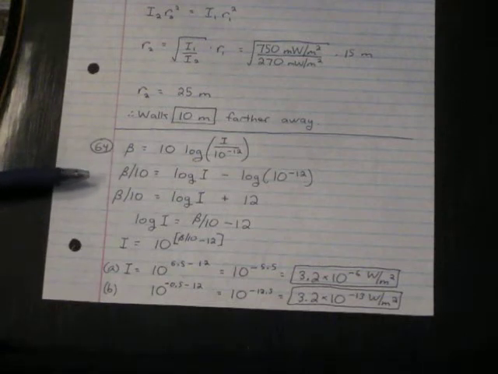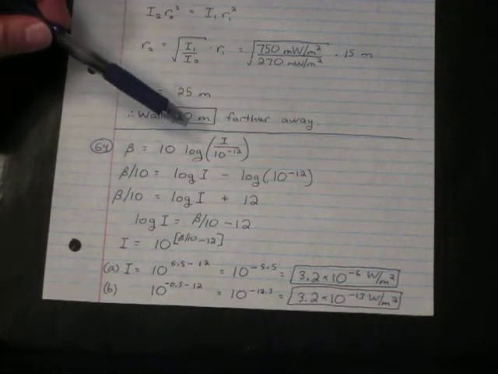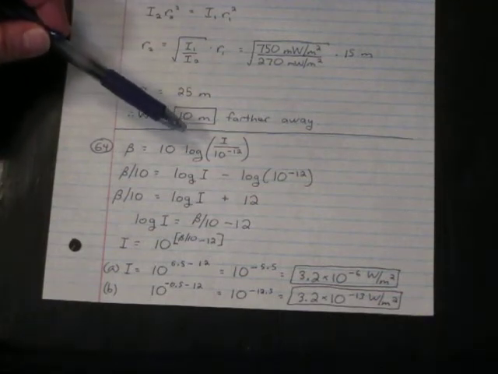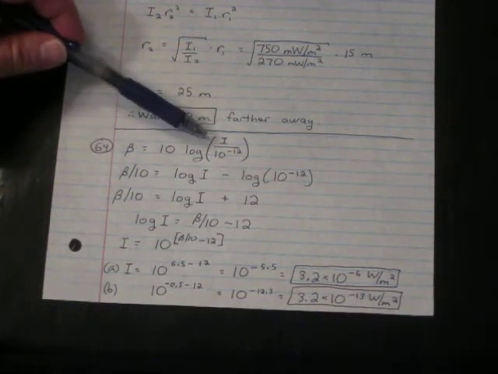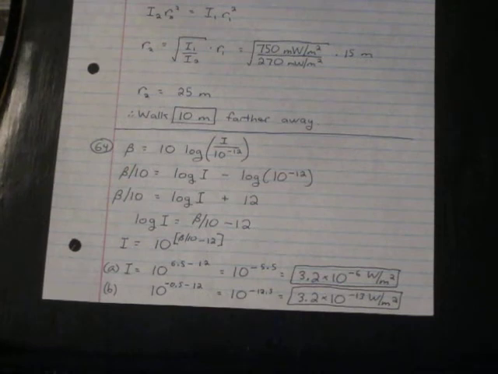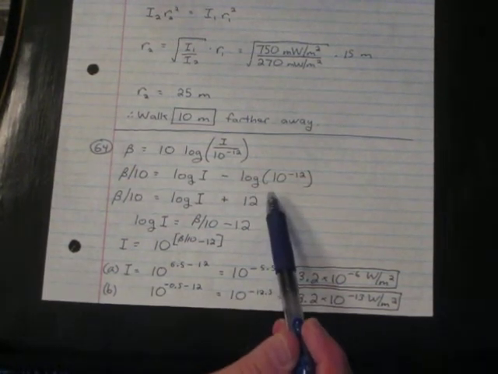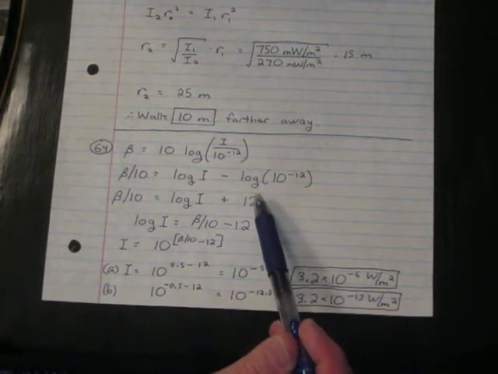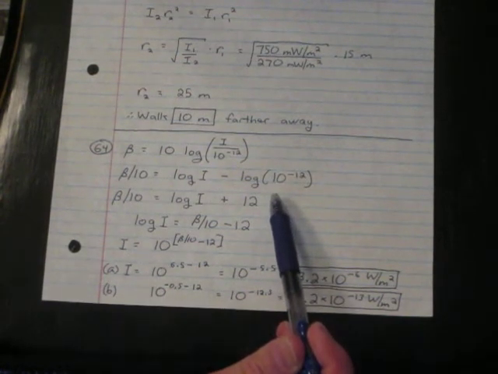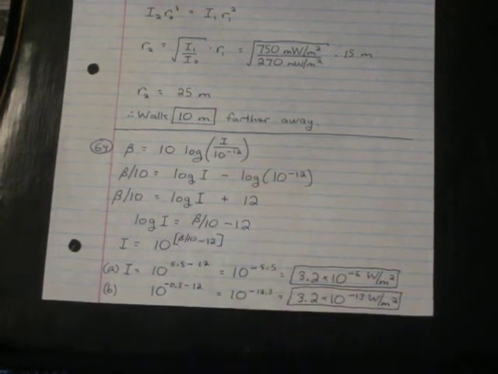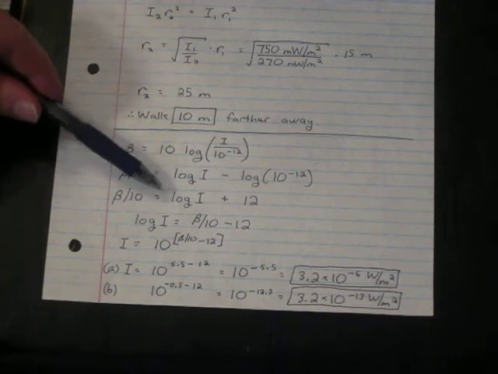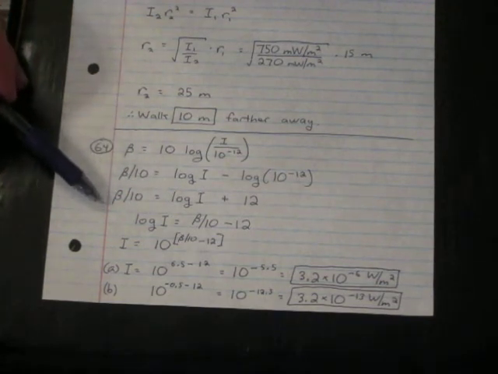I've first divided both sides by 10, so we have beta divided by 10. I've split up that logarithm. Instead of the logarithm of a ratio, I've got the difference of two logarithms. So logarithm of the numerator minus logarithm of the denominator. I've got minus log of 10 to the -12, and that would be minus -12, which is plus 12. Now I'm solving for log of I. So log of intensity is beta divided by 10 minus 12.